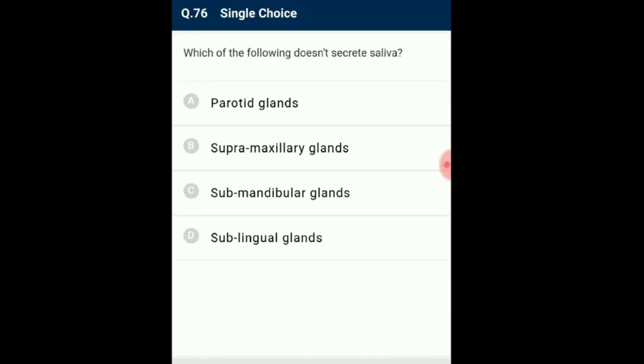Question number 76. Which of the following does not secrete saliva? Saliva is mainly produced by 3 pairs of salivary glands. The parotids located in the cheek region, the submaxillary or submandibular, located towards the lower jaw, and the sublinguals below the tongue. These glands situated just outside the buccal cavity secrete saliva into the buccal cavity. So the answer is option B, supramaxillary gland.